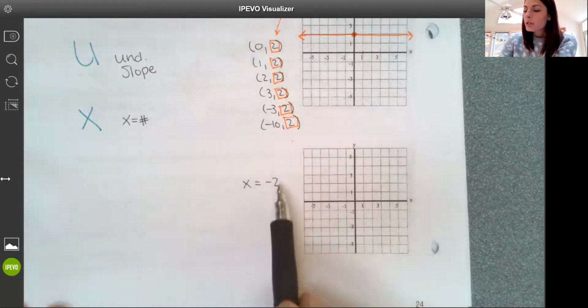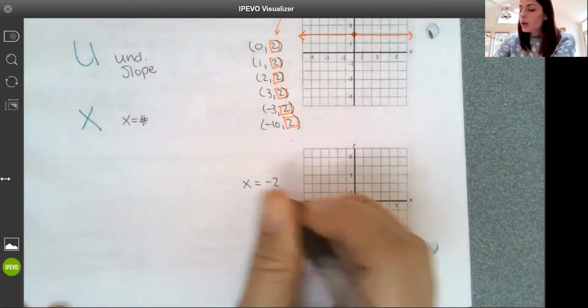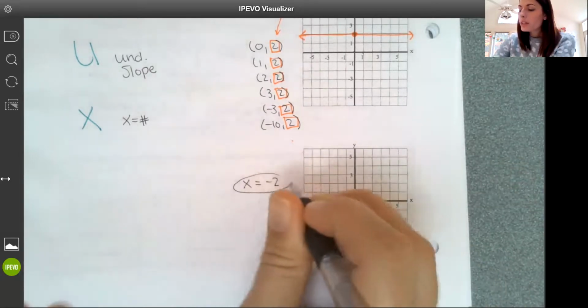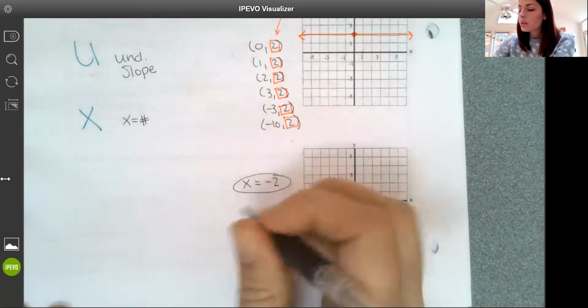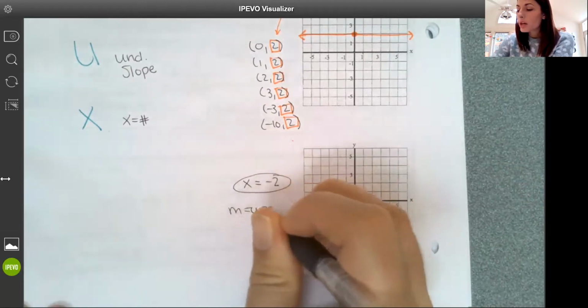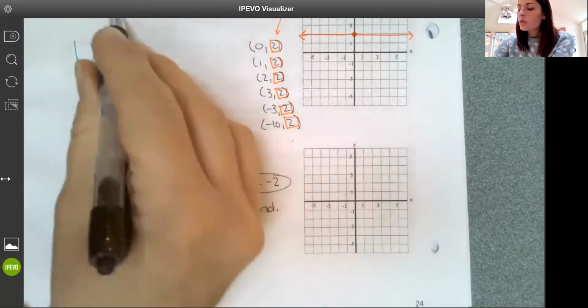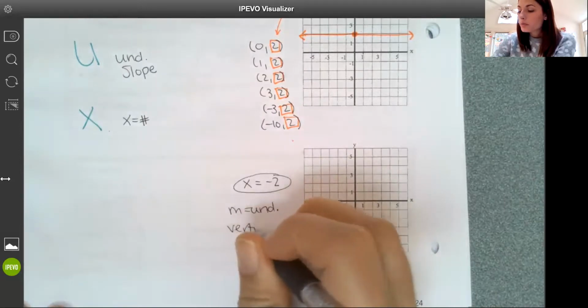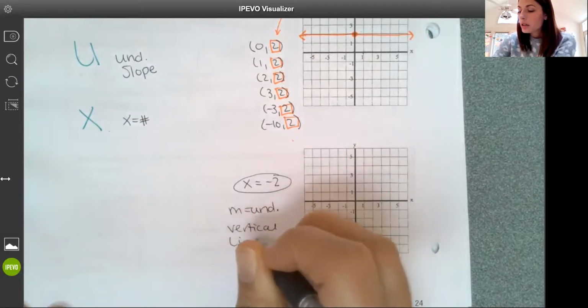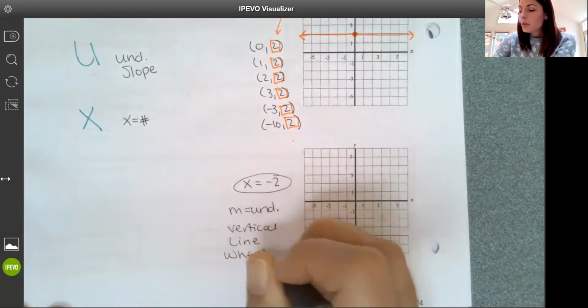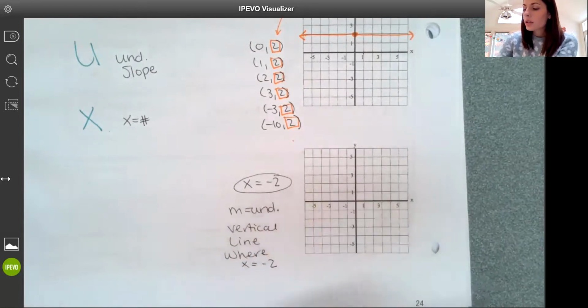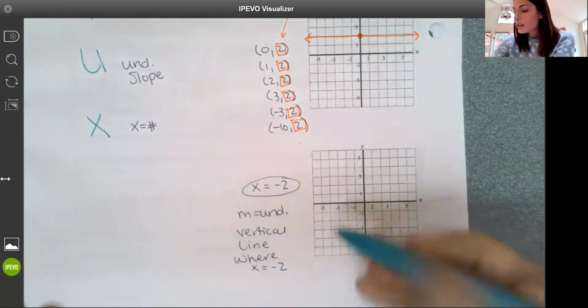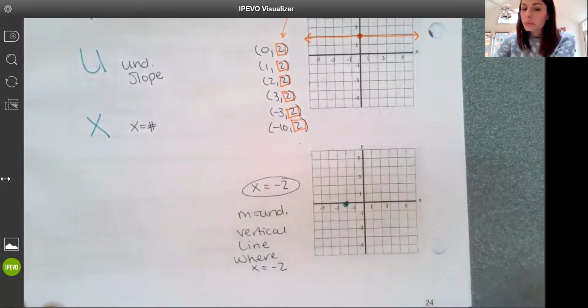If I think about what happened up above, well, first of all, let's talk about what this even means. It's X equals a number. Its slope is going to be undefined. It is going to be a vertical line where X equals negative 2.